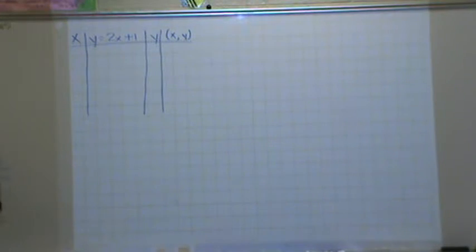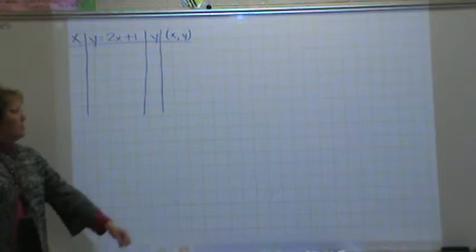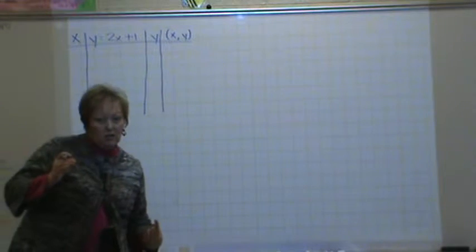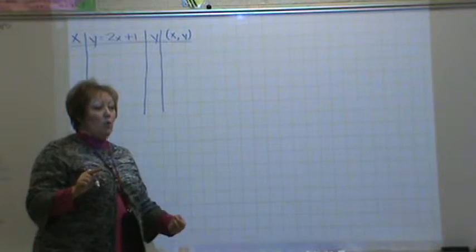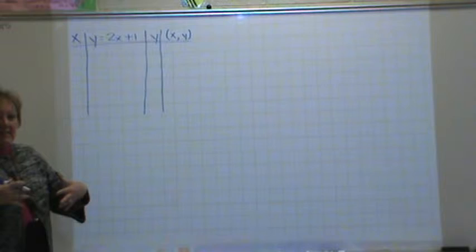Now, we've already talked about picking our numbers. We pick our numbers like we pick our noses, randomly. Make sure you get at least one negative number. And you want small numbers, numbers that are close to 0.